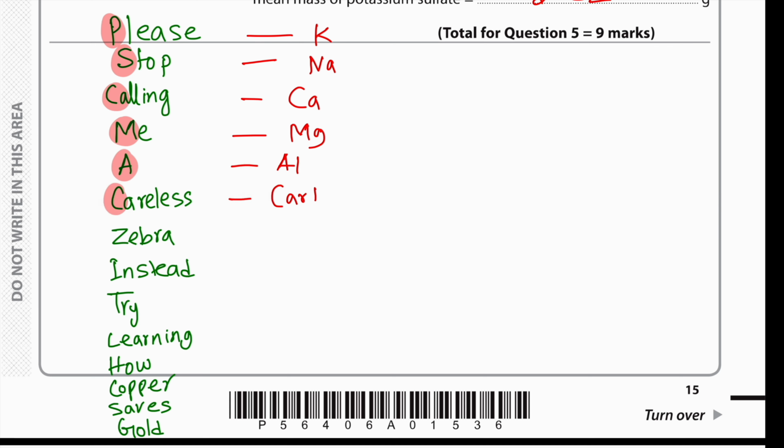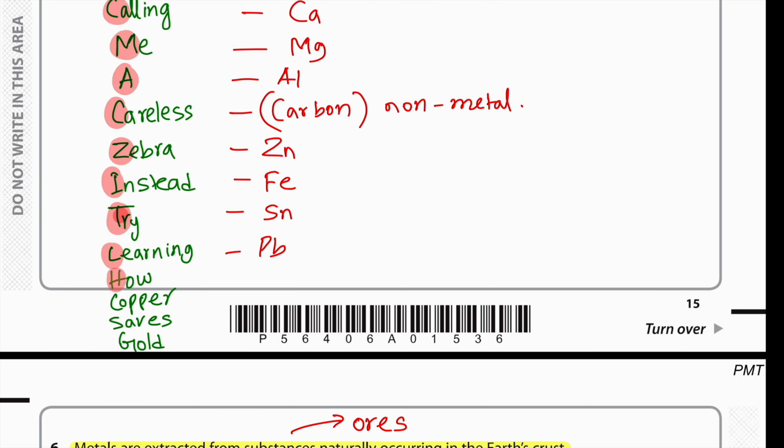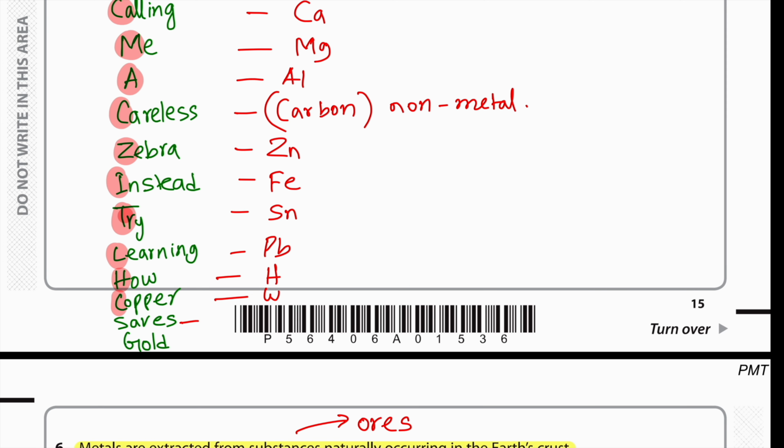Even though it is a nonmetal, it is more reactive than most other metals, so it has to be placed in the reactivity series. Z stands for zinc. I stands for iron. Now here, the mnemonic is used according to what suits us. T stands for tin. L stands for lead. Tin has the symbol Sn. Lead has the symbol Pb. H stands for hydrogen. And copper is already mentioned, so the symbol is Cu. S stands for silver, which is Ag, and G stands for gold, which is Au.